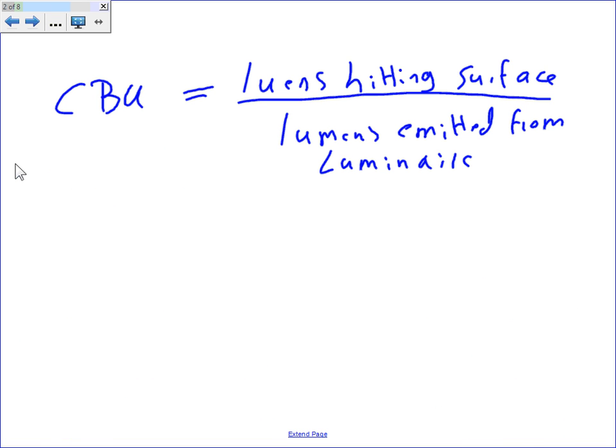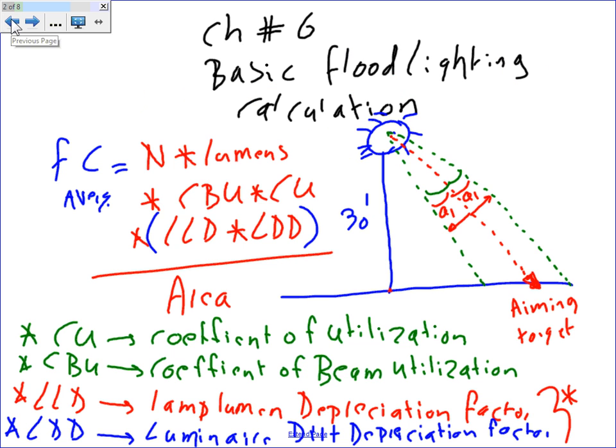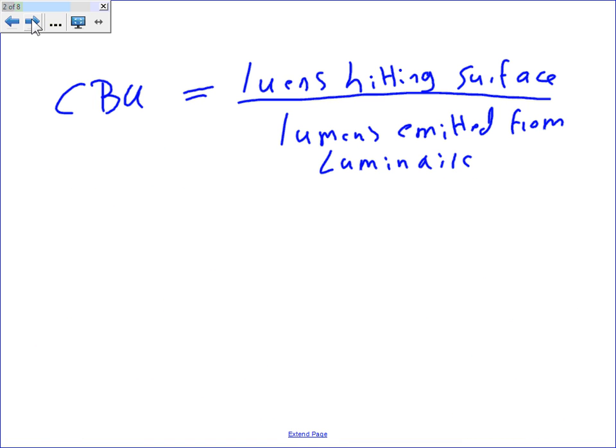Okay, we have gone over every single thing in this formula. I hope so. The number of fixtures, everybody knows what number of fixtures is. The lumens out of the fixture, these are given by the manufacturer. The coefficient of utilization, that's also from the manufacturer. LLD and LDD are also given based on the environment that you're in and the fixture. We're going to define the CBU, coefficient of beam utilization. This is how they define it: lumens hitting the surface divided by lumens emitted from the luminaire fixture.